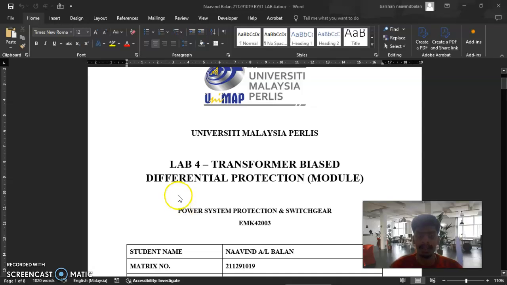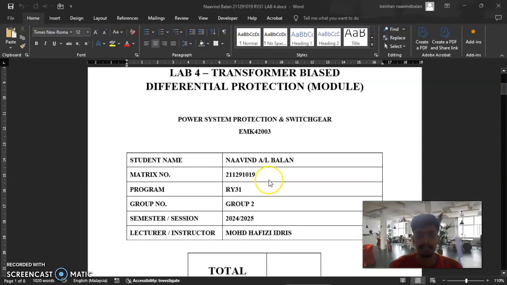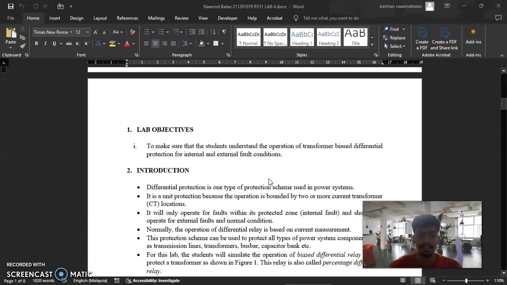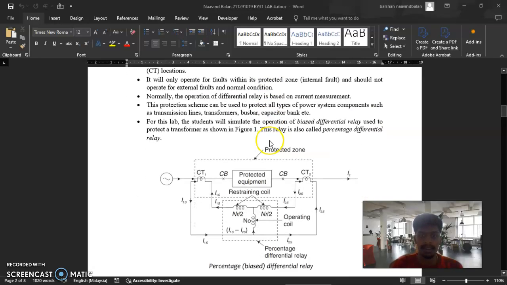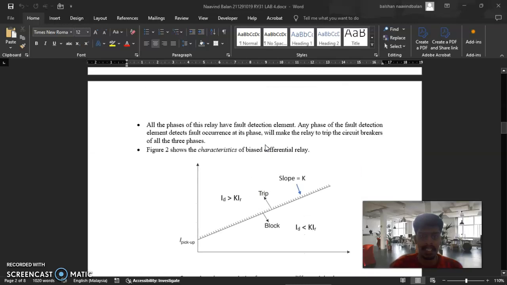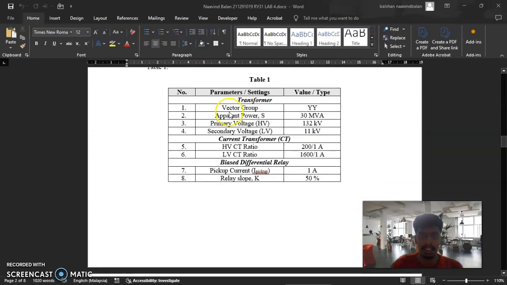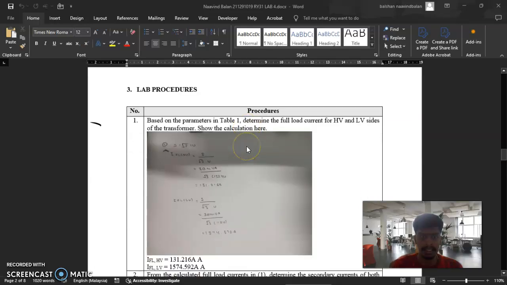So I would like to present my lab on the transformer bias differential protection module. First of all, the objective I need to achieve is the protection for internal and external faults and the bias. So for this, these are the procedures already listed.